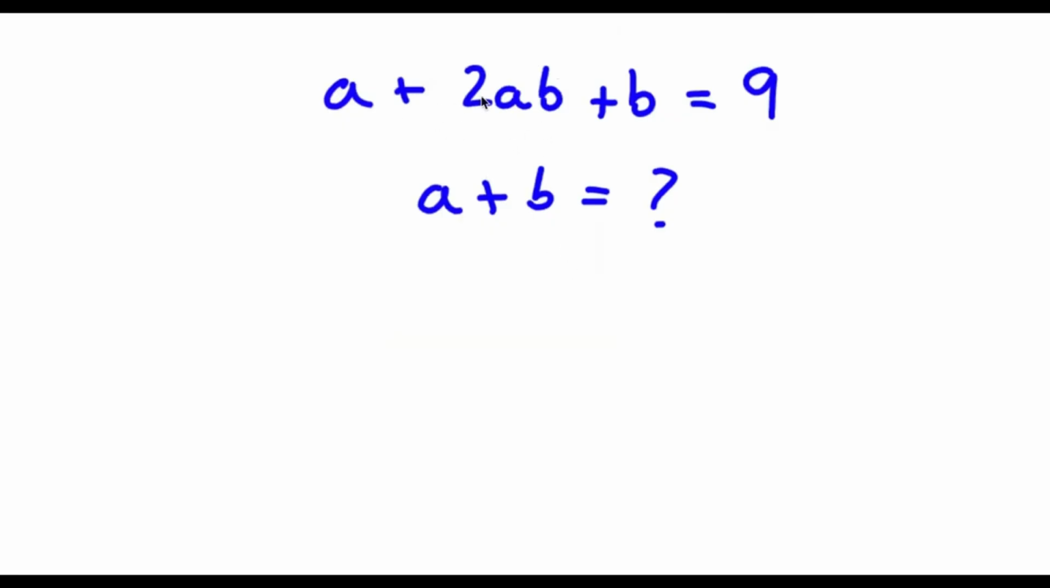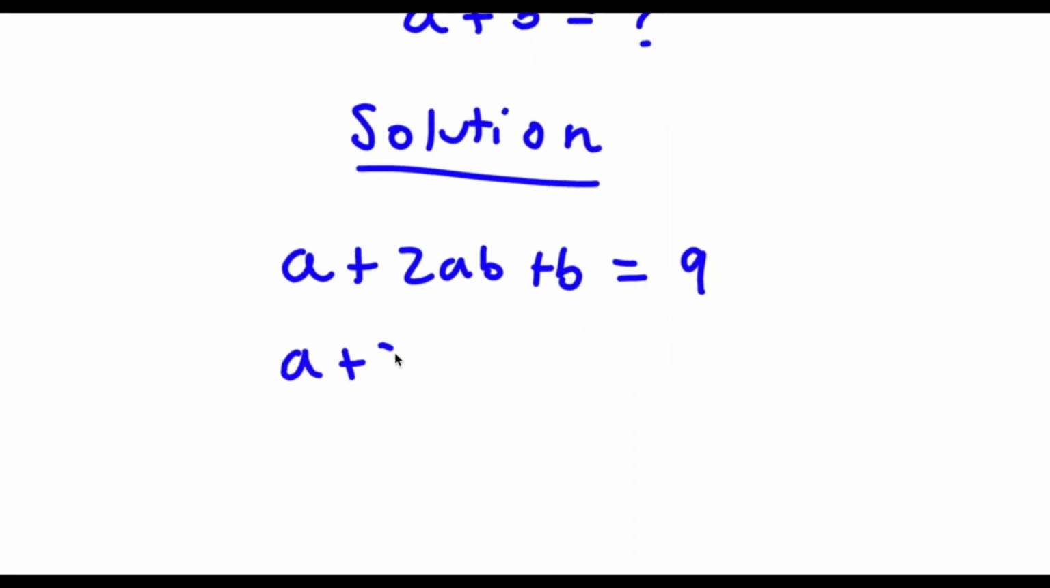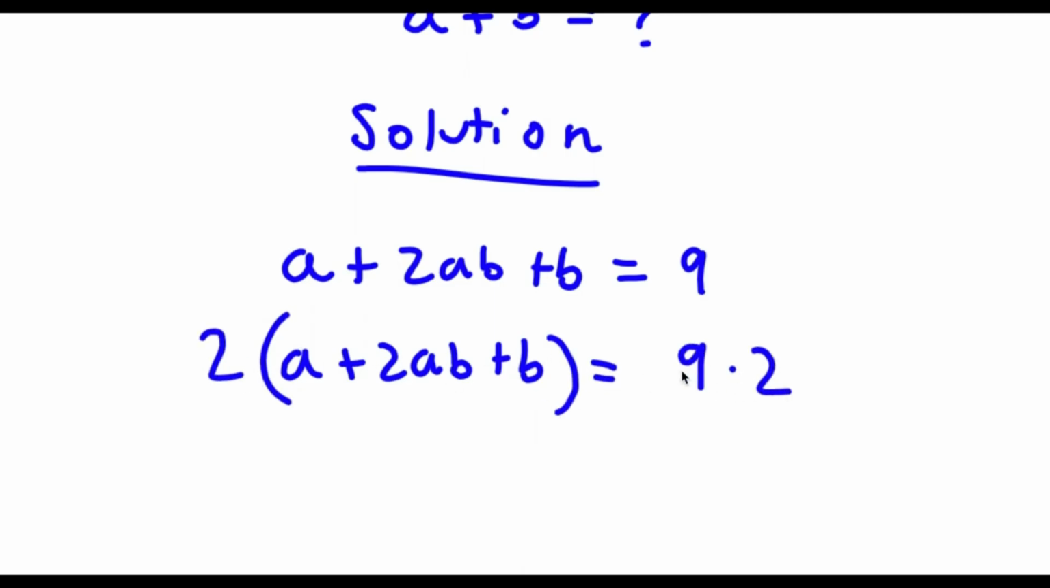Alright, so I have a plus 2ab plus b is equal to 9. So I want to find the value of a plus b. So for my solution, first start with a plus 2ab plus b is equal to 9. Now, I'm actually going to multiply both sides by 2. So now I have a plus 2ab plus b times 2 is equal to 9 times 2.